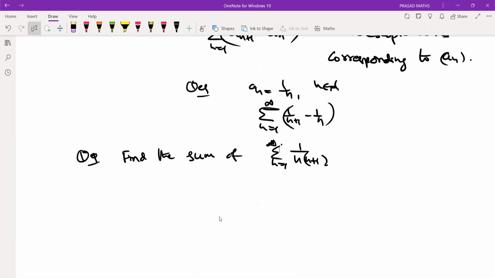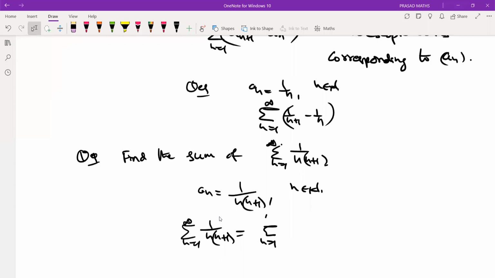So what is this exactly? What is my a_n? My a_n is 1 by n into n plus 1, whenever n belongs to the natural numbers. So this is my a_n, but I need to convert this problem into the telescopic method. So generally, this can be rewritten as summation n equals 1 to infinity of 1 by n into n plus 1. This can be rewritten by using partial sums.